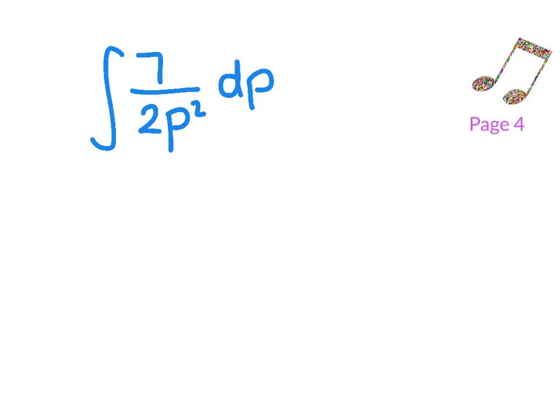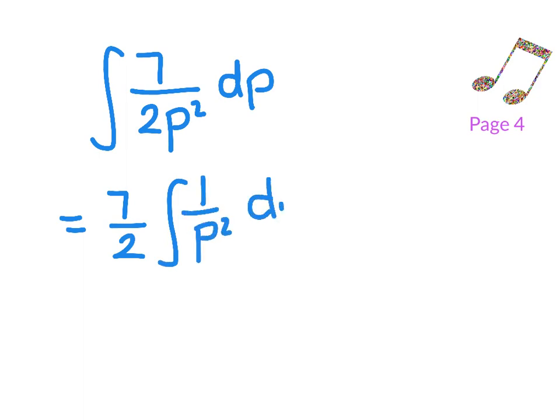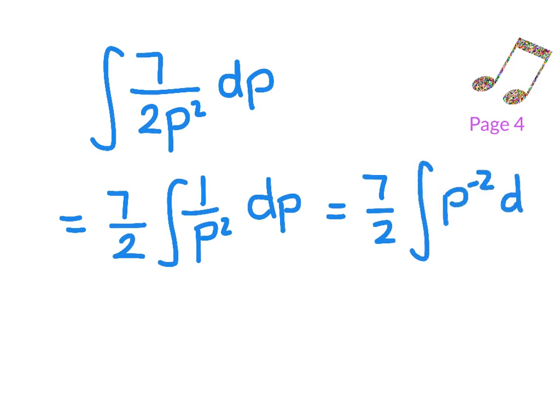This time we're asked to integrate an expression in terms of p. With respect to p, it works in exactly the same way. I'm going to just get the 7/2 out of the way, and that's the same as 1 over p squared. I don't like the p squared on the bottom, so I'm going to use my index rules, and it will be p to the negative 2. Now I'm ready to integrate.